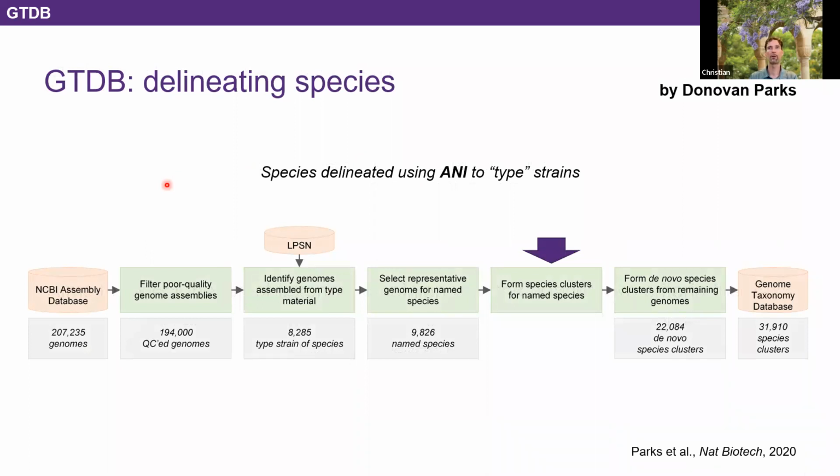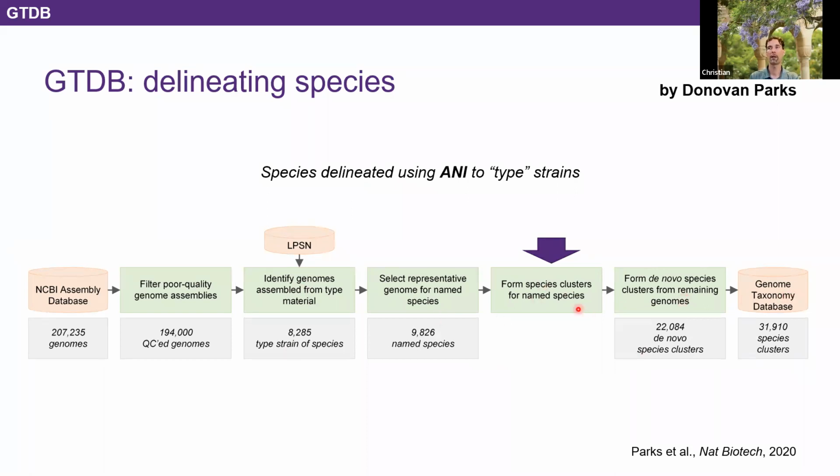Not going to go into too much detail, but we use ANI, average nucleotide identity. What happens in GDP is we get our genomes from NCBI. Of course, we run our own QC on that, so we can filter out poor quality genomes. We then identify the type material. I showed you that is really very important for a species assignment and also later on for taxonomic curation. We select representatives, we form species clusters, and then from there we create the genome database.